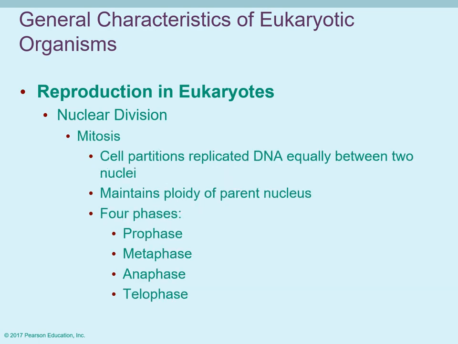In mitosis, you are going to divide the nucleus. You will end up with two daughter cells that will be genetically identical to each other. They will be genetically identical to that original parent cell. There are four phases of mitosis: prophase, metaphase, anaphase, and telophase. You do need to be familiar with what occurs in each stage and the names of them in order.